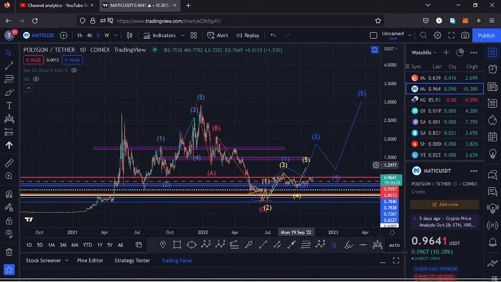I'll be giving you a price prediction update on Polygon Matic, whose current price stands at the $0.9641 mark, and here on TradingView the market is up by 10.38%. This is a day that we have seen a massive breakout to the upper side.